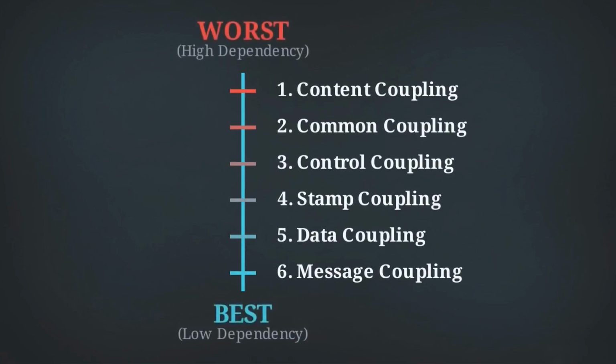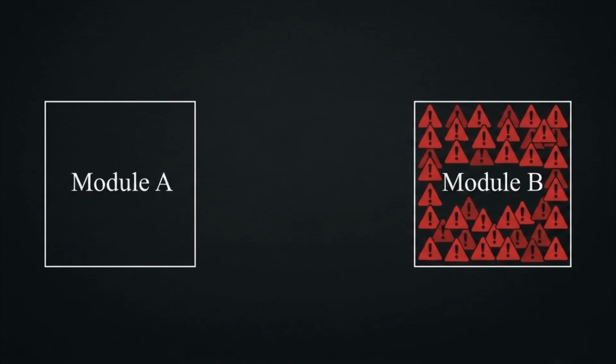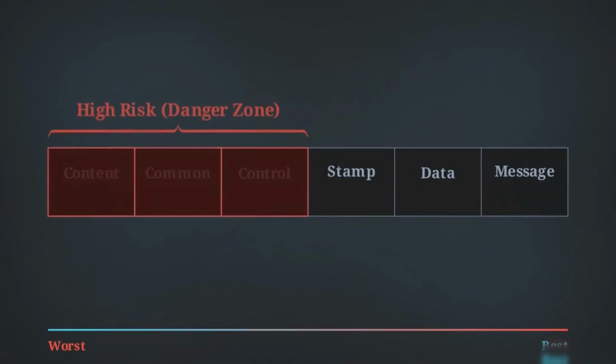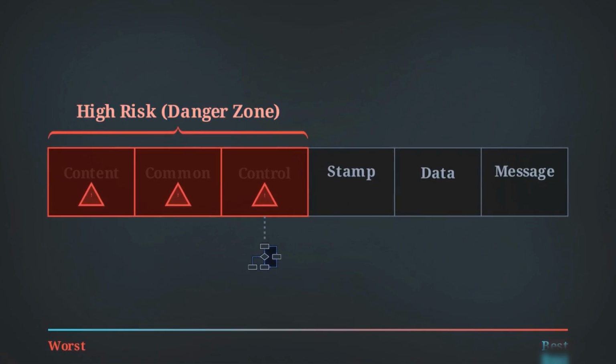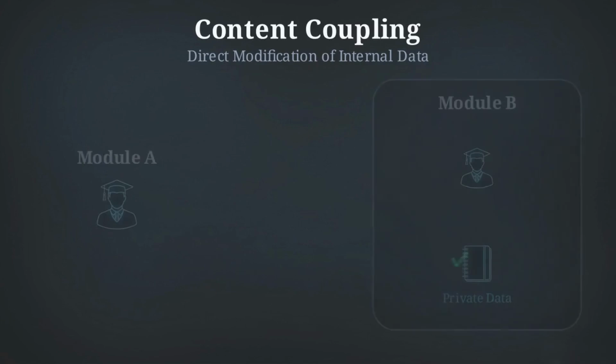This spectrum ranges from practices that create destructive dependency to those that provide ideal module isolation. Moving a codebase towards the bottom of this scale ensures that modifications to one module don't cause cascading failures elsewhere. The first 3 levels of the spectrum represent the highest risk to your software. We begin with content coupling.